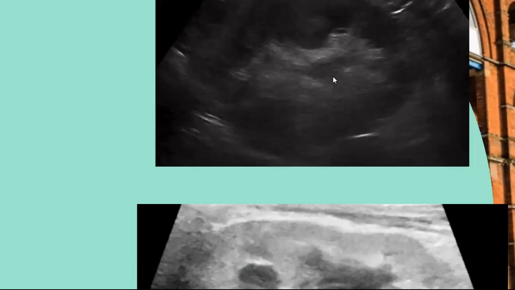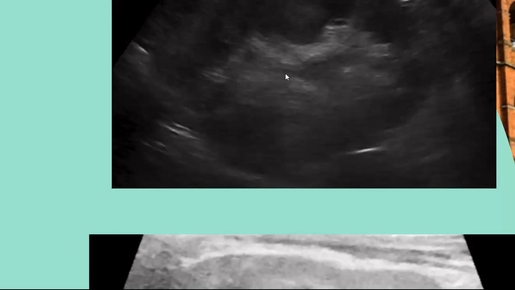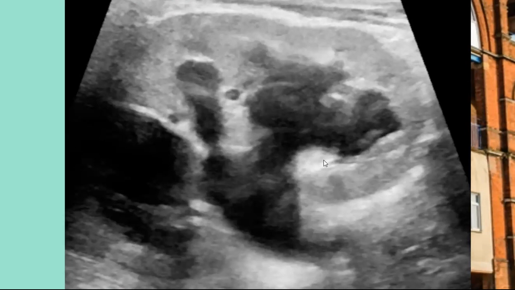On the right-hand side, we have a mild hydronephrosis demonstrated by slight dilatation of the renal pelvis and calyces, and a more severe hydronephrosis. Again, you have caliectasia, dilatation of the renal pelvis. This is the renal cortex. In the context of AKI, this indicates obstruction, and treatment consists of relief of this obstruction by catheter stent or nephrostomy.